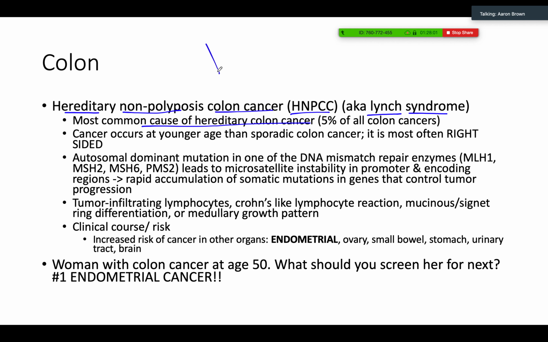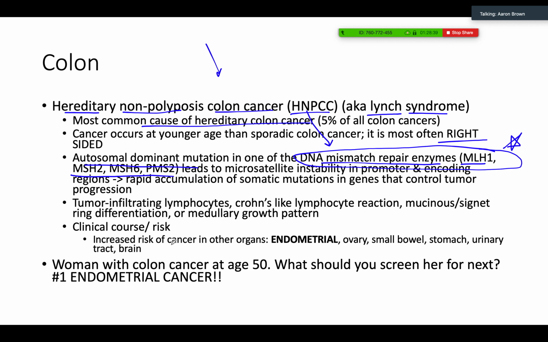These patients get colon cancer, but they don't have those thousands and thousands of polyps that we saw in the previous slide. Okay, it's going to be most often right-sided cancer, and typically it's due to a mutation in our DNA mismatch repair enzymes, MLH1, MSH2, MSH6, PMS2. Have some idea that it's associated with this. I think that this is important to know. HNPCC is due to a mutation in DNA mismatch repair enzymes. Okay?